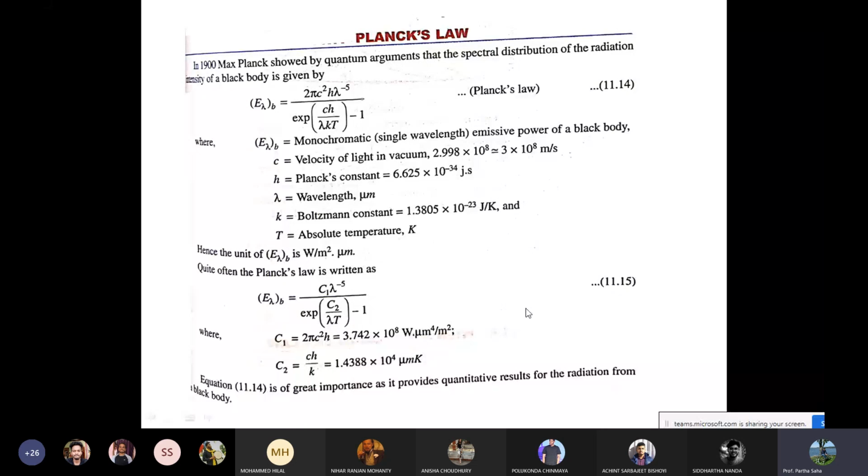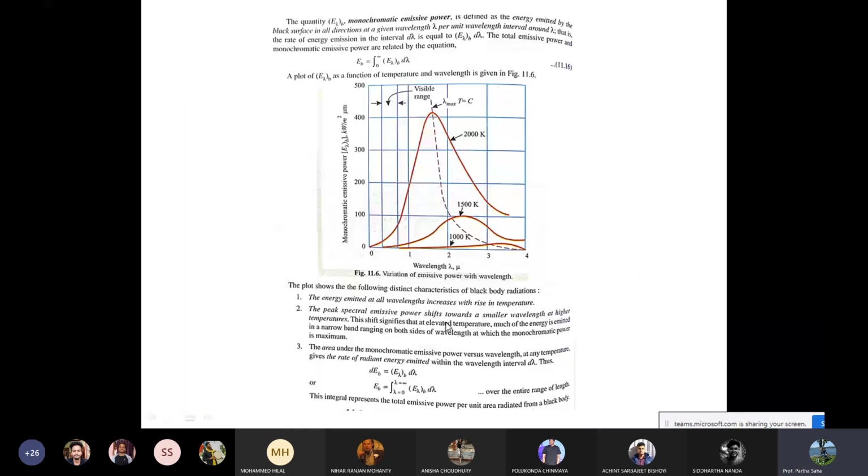Okay, these are actually useful when you do some sort of numerical, but again, this is black body radiation at a particular wavelength, and that is why Planck's law comes into the picture. This is the same Planck's law, which you can read. It is very easy to understand.